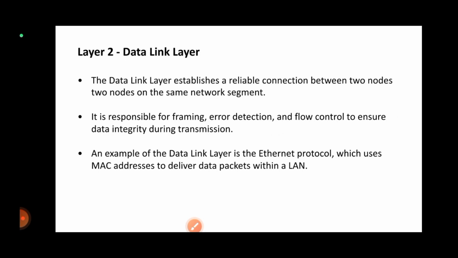Second one is the data link layer. The data link layer establishes reliable connections between two nodes on the same network segment. It is responsible for framing and error detection and flow control to ensure data integrity during transmission. An example of the data link layer is the Ethernet protocol, which uses a MAC address to deliver packets within a LAN.